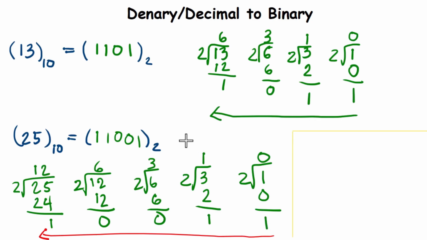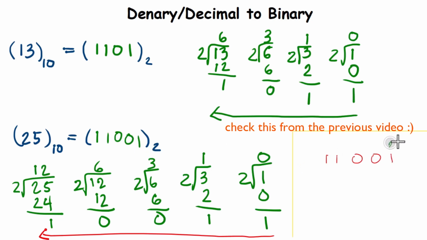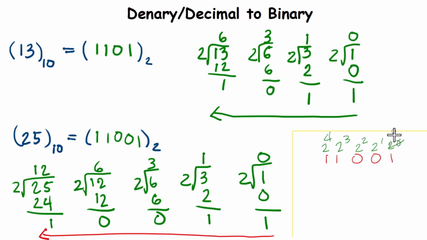You can also check whether this one is correct or not by using the place value. So we have here 11001. Remember that the place value of this bit is 2 to the 0, this is 2 to the 1, this is 2 to the 2, this is 2 to the 3, and this is 2 to the 4. We are multiplying this 1 by this, but we know that this is equal to 1. And this 0, we multiply to this, it will give us 0. 0 multiplied by this will give us 0.